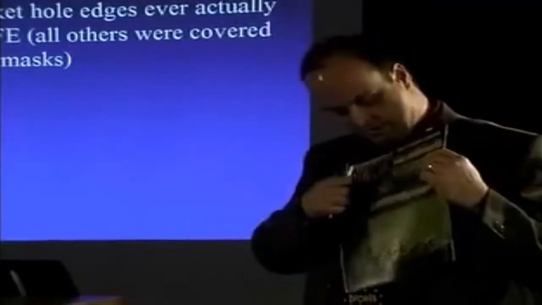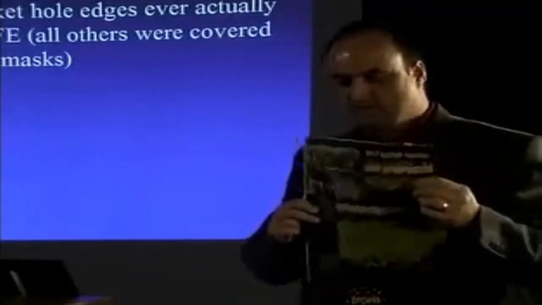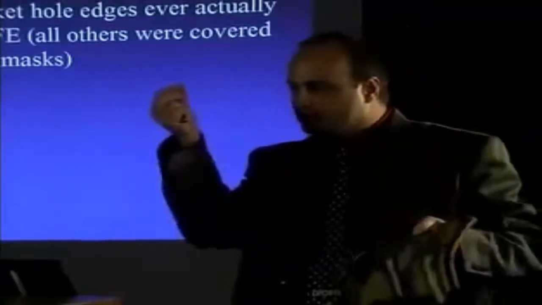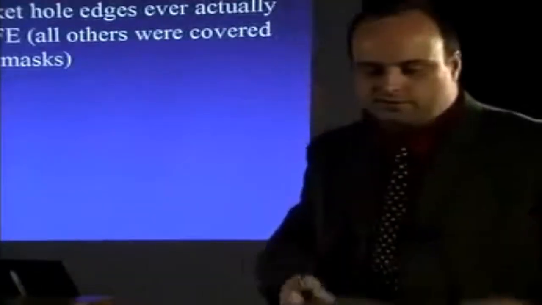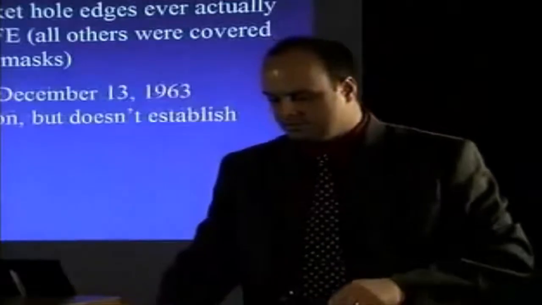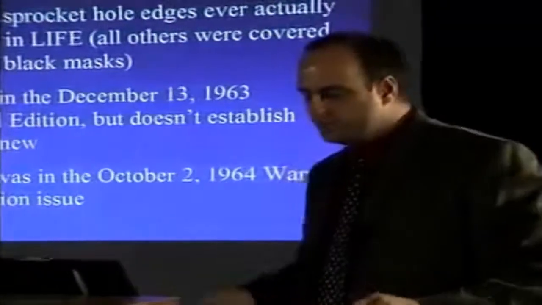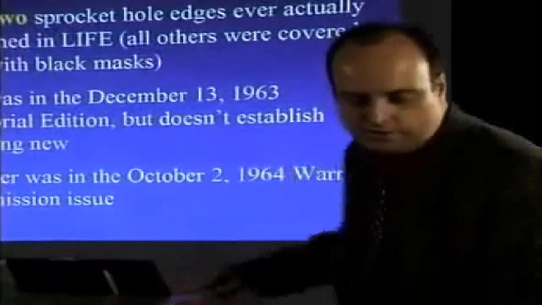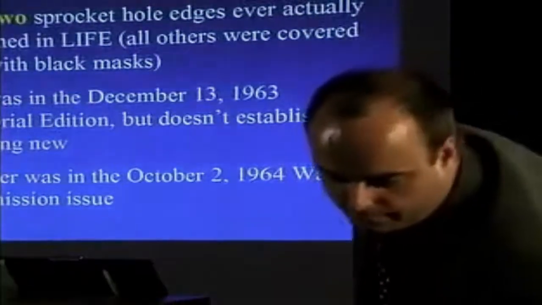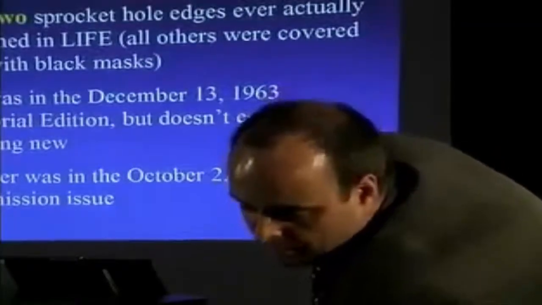It's not that important. But the edge of that sprocket hole almost looks like a real sprocket hole would look like, because when you get to the edge of something, you get the changing of the transparency of the celluloid. That one doesn't tell us anything. The only other sprocket hole edge you see was in the Warren report issue.